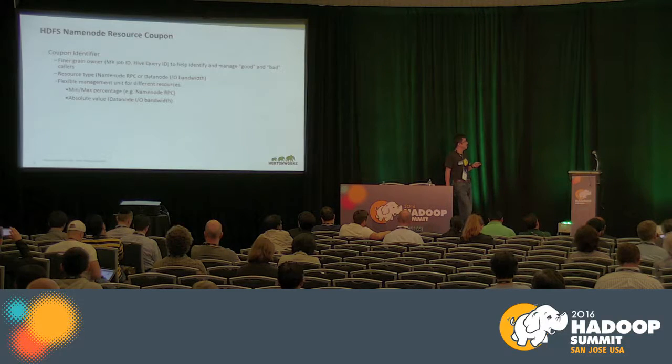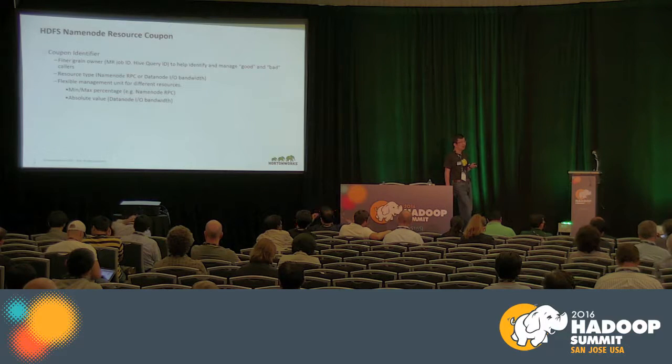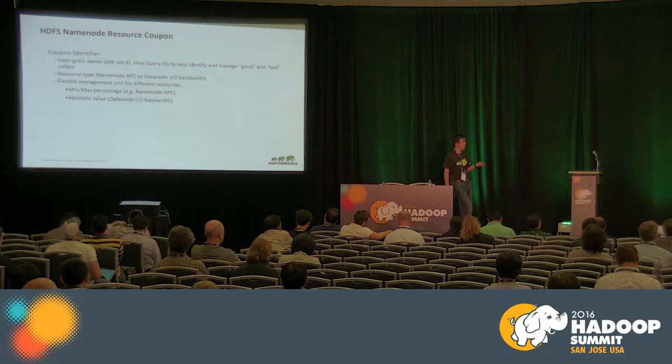And for the resource type, we have reserved the name node RPC resources and the data node IO bandwidth resources as the resource types. And each coupon will have its intended resource types. And it also has a flexible management unit for different resources. For example, you can specify the maximum or minimum percentage of the resources available for, such as, name node RPCs. You can also specify absolute values, for example, the data node IO bandwidth.